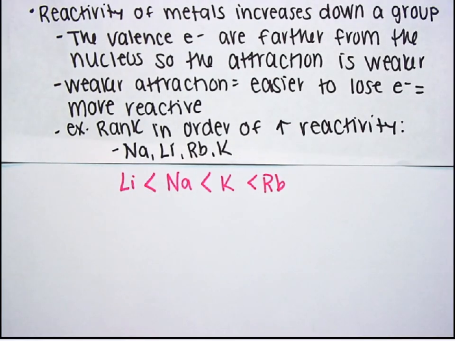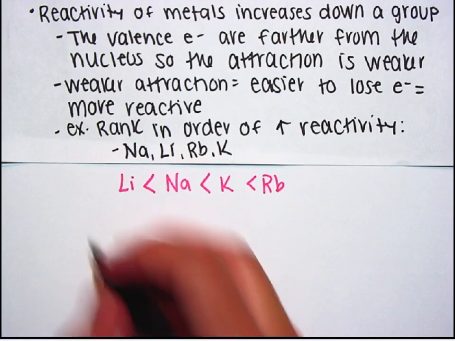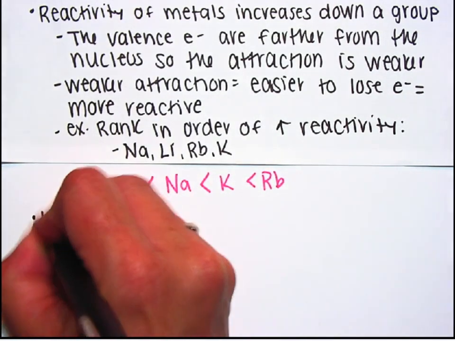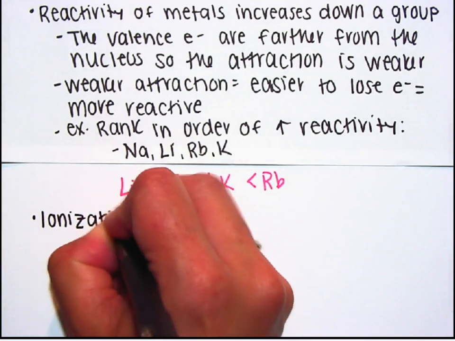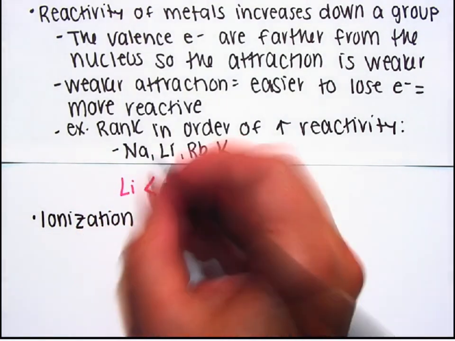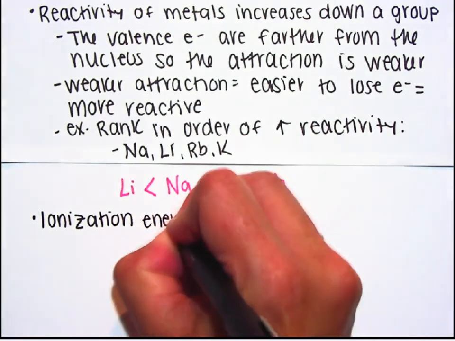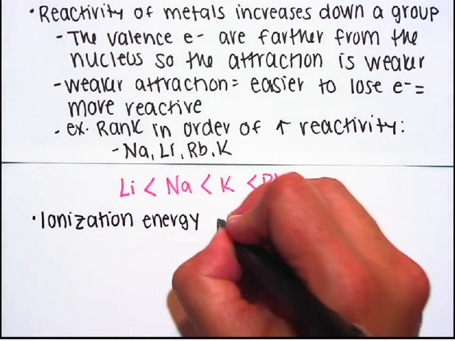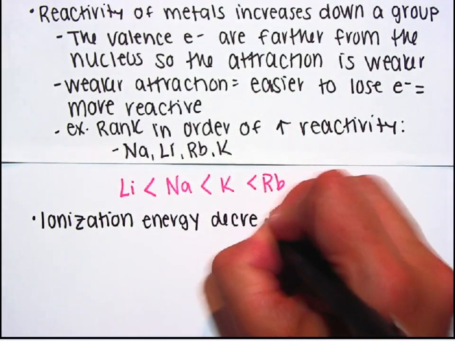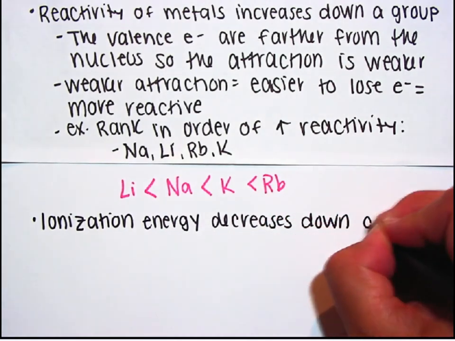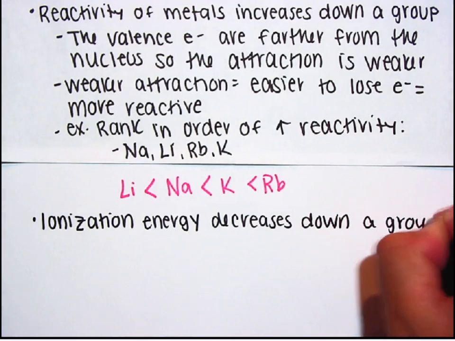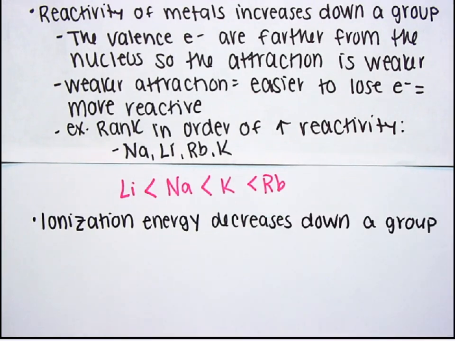Last trend for today is we are going to talk about ionization energy. So remember, ionization energy is the energy that it takes to remove one electron. Our trend is that ionization energy decreases down a group. Ionization energy decreases down a group.